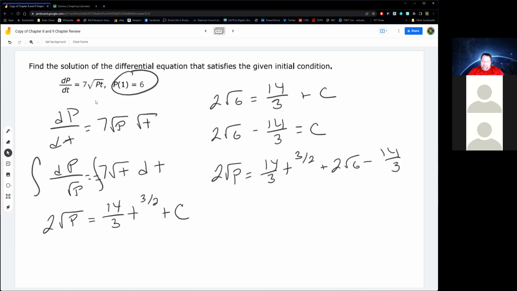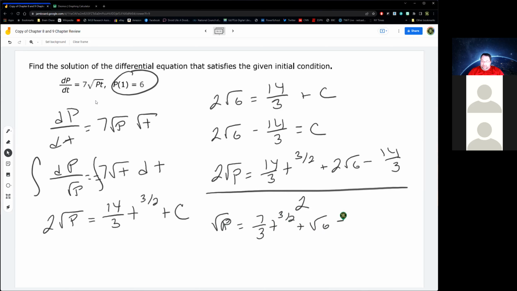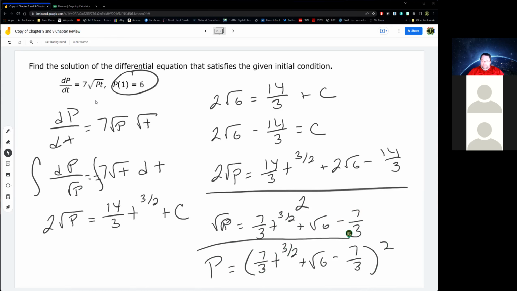So I'm going to divide this whole thing by 2. So I get square root of p equals 7 over 3 t to the 3/2 plus square root of 6 minus 7 over 3. And then I have to square both sides. So p equals (7 over 3 t to the 3/2 plus square root of 6 minus 7/3) squared. And that's my final answer.